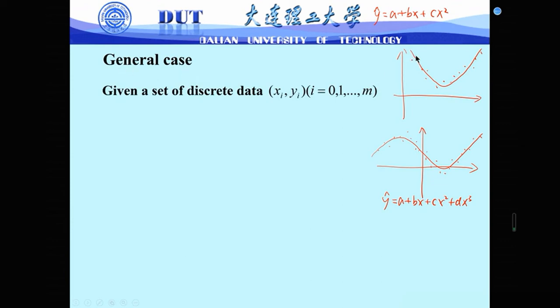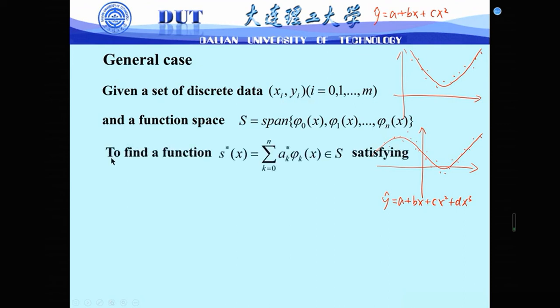That means if a simple polynomial is not enough, we can choose a general function. Now, we are also given a set of data points xi, yi, i from 0 to m, m plus 1 data points. Now, we choose a function space, capital S, spanned by the basic functions phi 0(x), phi 1(x) to phi n(x). Now you should know, m is different from n, okay? n is the number of the basic functions. m is the number of data points. They are different, right?